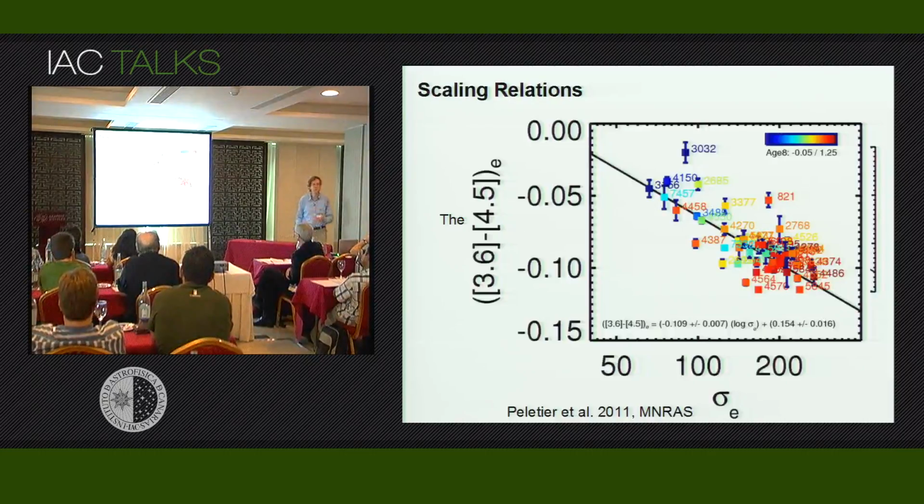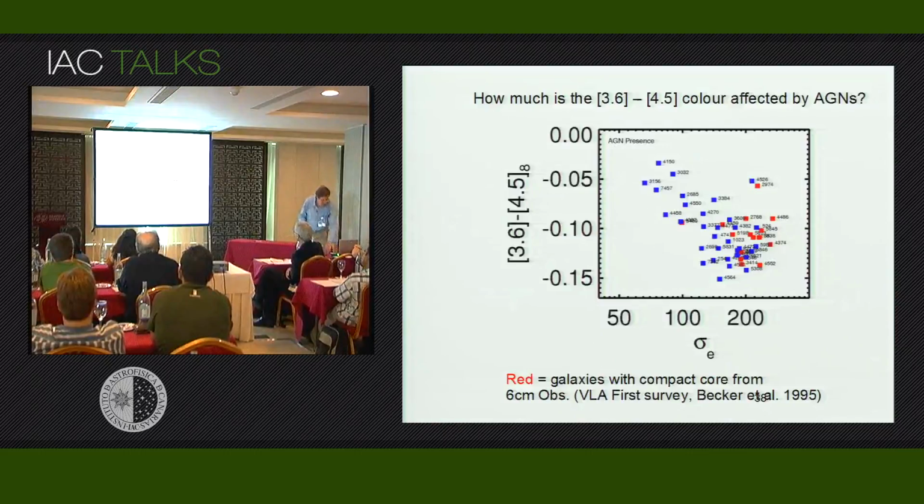And why is that interesting? Just because 3.6 and 4.5 give very high signal-to-noise images in the archive, and it's much easier to do 2D than to do, for example, using line indices.